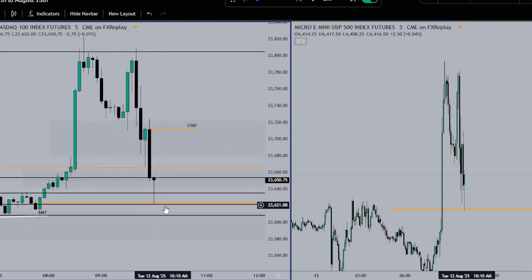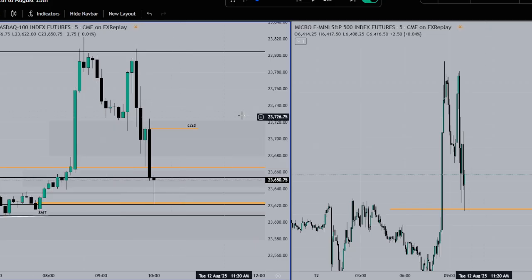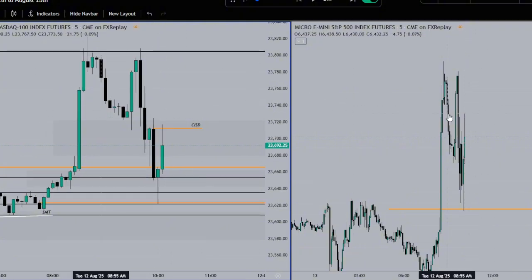So I'm just waiting. I need that 15-minute change in the state delivery before I can even consider shorts here, right? Because for me, the manipulation on the higher time frame is still not valid. So let's see if we can actually get some sort of distribution. So we have this nice green candle right here, 10:05. We still haven't got that change in the state delivery.